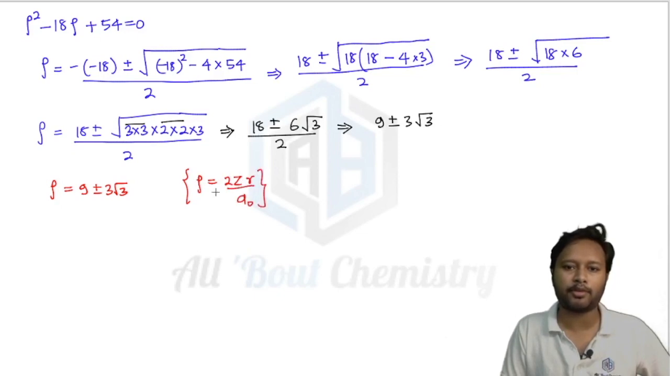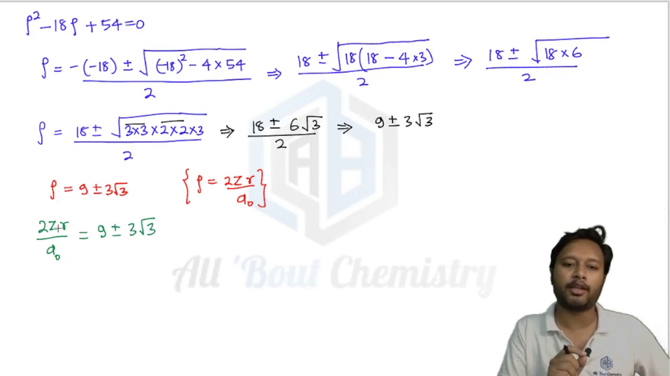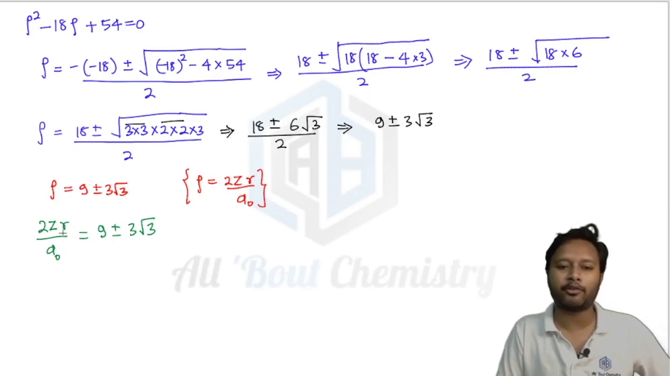So I am just going to substitute its value over here to solve it further. So 2ZR upon a naught is equal to 9 plus minus 3 root 3. Now this r is going to tell you the radial nodes. That is going to give you the value of radial nodes. So you just have to find the value of r from here in terms of a naught. So r will be equal to 9 plus minus 3 root 3 divided by 2Z and a naught.